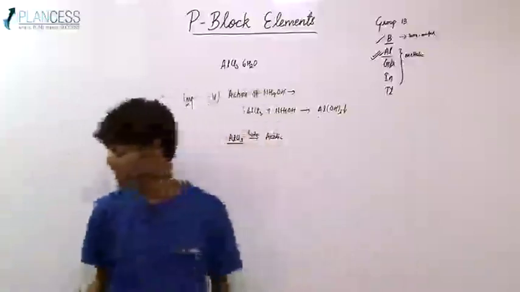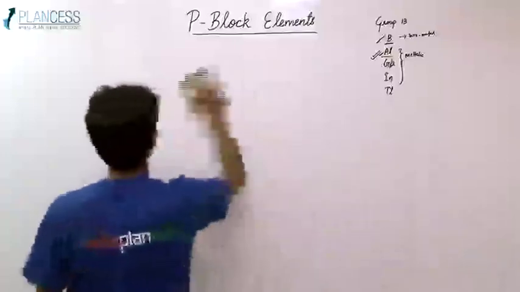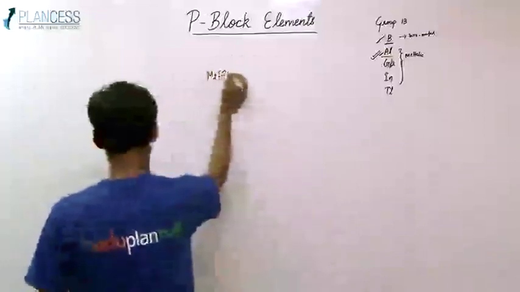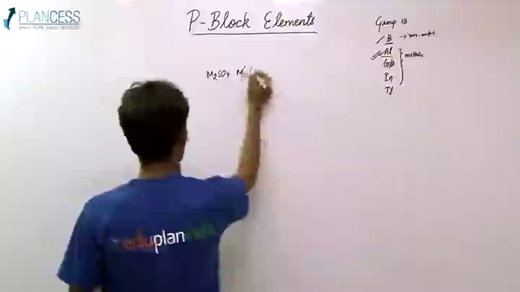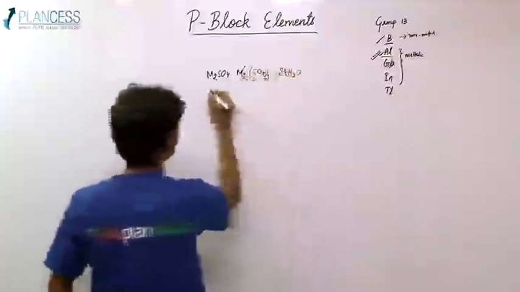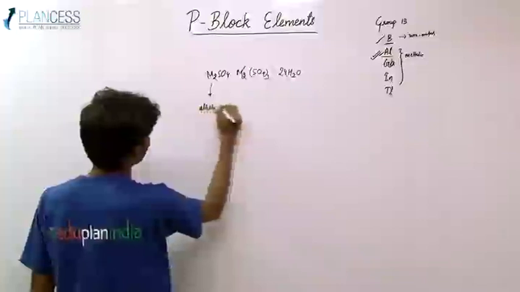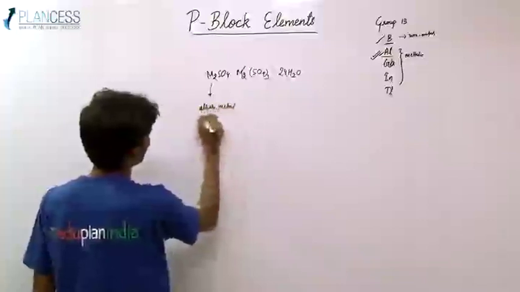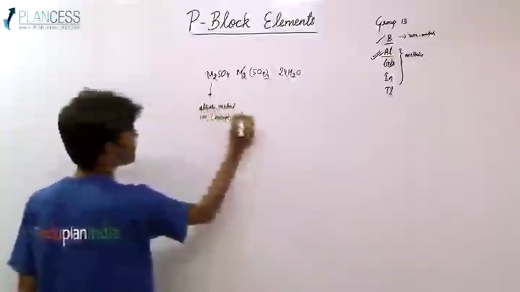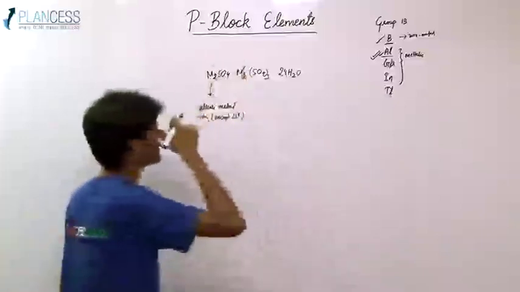Next would be the alums. Alums are very popular. They have a general formula of M2SO4.M'2(SO4)3.24H2O. Here M ion would generally be an alkali metal ion or a monovalent ion. However, except Li+, because Li+, due to its very small size, cannot fit in the lattice or cannot form the corresponding crystal lattice.